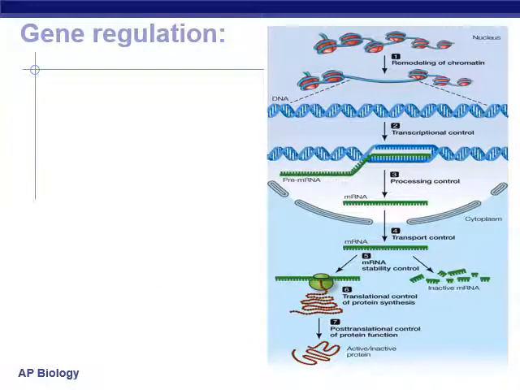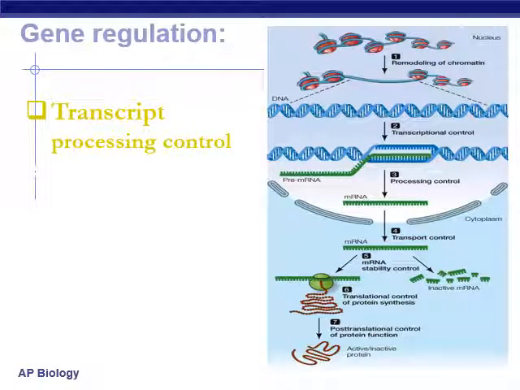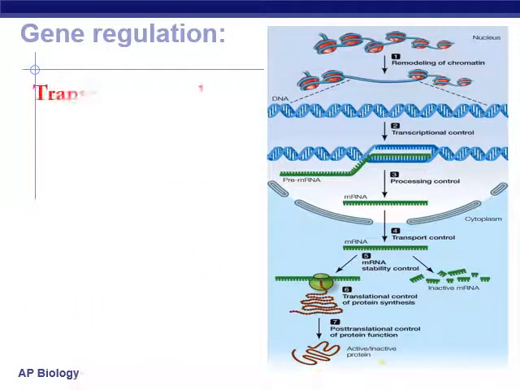Third, transcript processing control, which determines how the messenger RNA is modified and becomes mature. Fourth, transport control. In transport control, it is determined which mature RNA is shipped out from the nucleus into the cytoplasm.